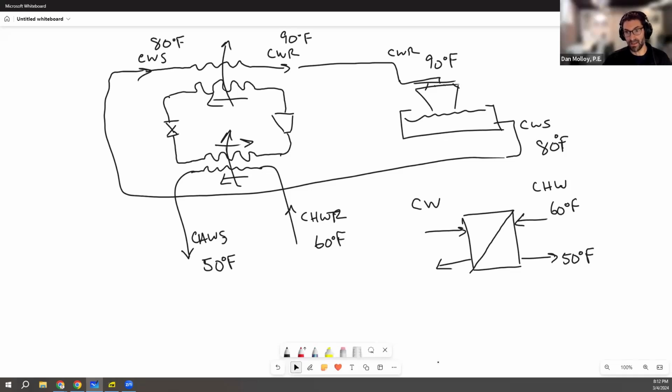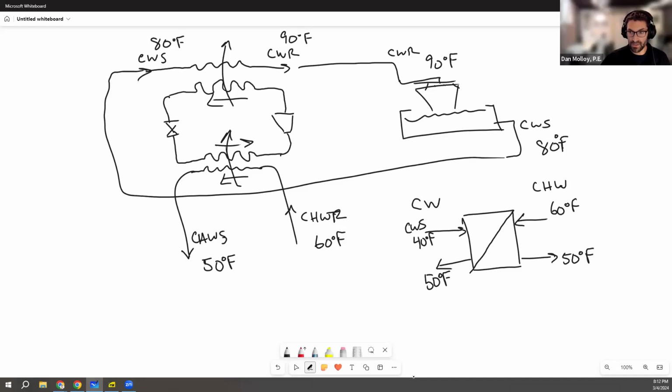So maybe the condenser water supply is 40 degrees and the condenser water return is 50 degrees. If it's a 10-degree delta T. And you may say, well, how in the world are we making 40-degree condenser water? It's very cold out. That's how. So it's only because it's winter that we're easily able to make very cold condenser water.